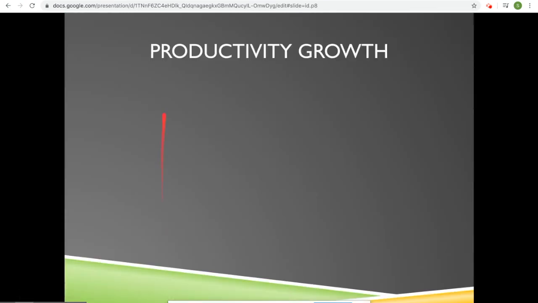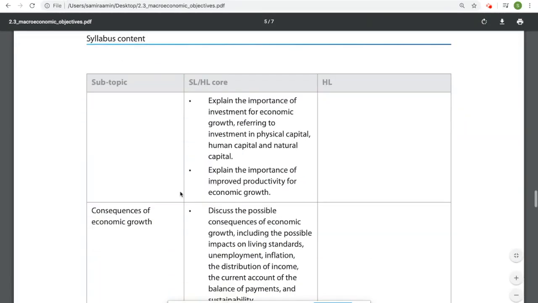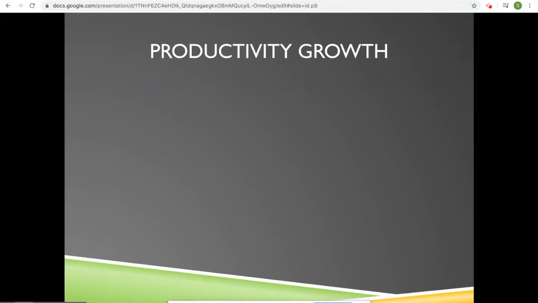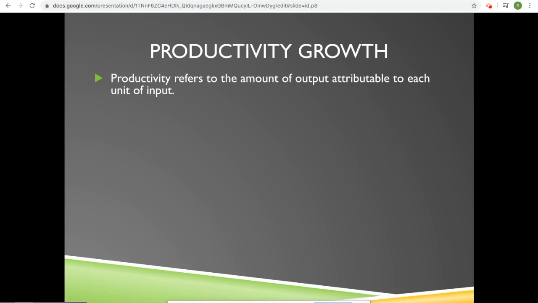Okay, we also have an objective here about productivity, which says explain the importance of improved productivity for economic growth. So now, why is productivity important and what is productivity? It refers to the amount of output attributable to each unit of input. If you remember, we studied it in micro as well, productivity, when we were studying the theory of the firm.